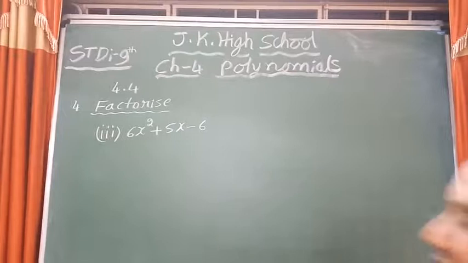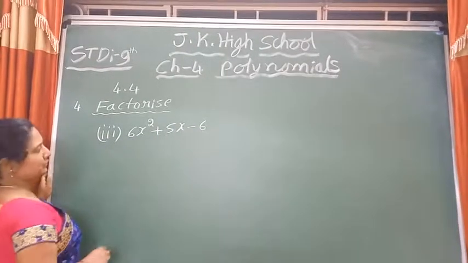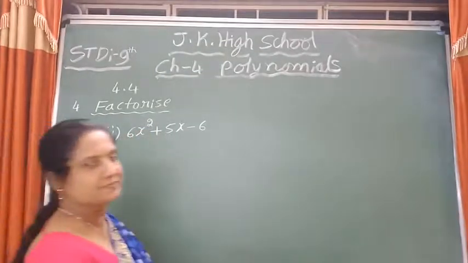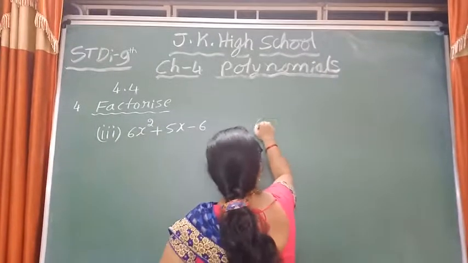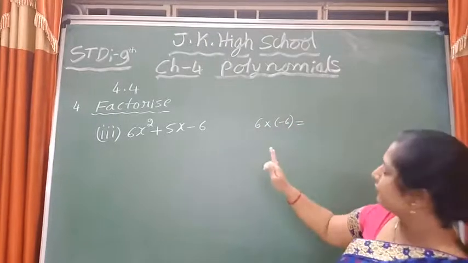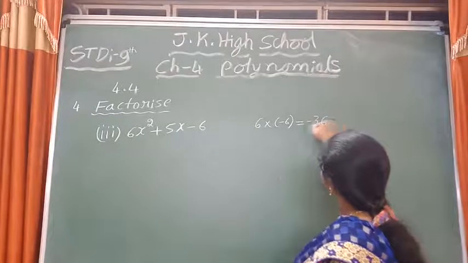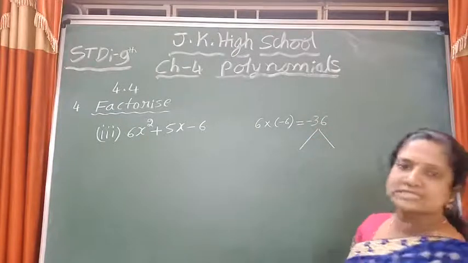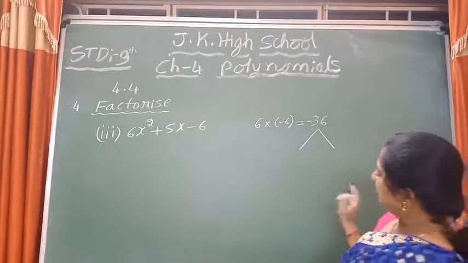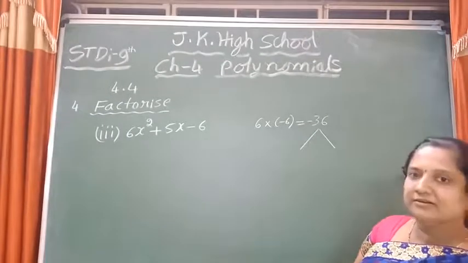Okay, children, now I am going to continue with the third sum. The method is the same only. Here the numerical coefficient of the first term is 6 and the constant is minus 6. So you multiply 6 into minus 6, then it becomes plus into minus. Please be careful when the sign changes. Plus into minus, 6 6s are 36, so minus 36. You are going to split this number now. When you multiply you should get minus 36, and when you add or subtract you should get 5.